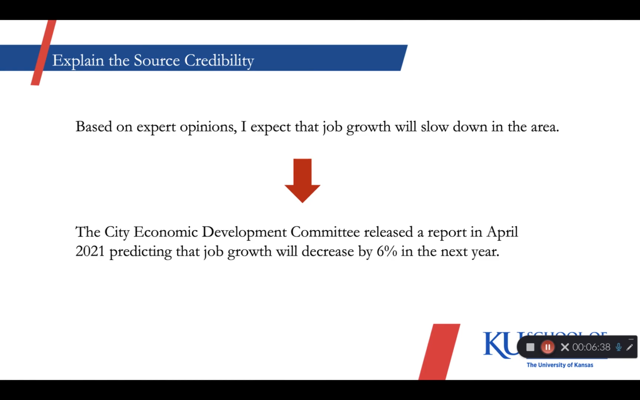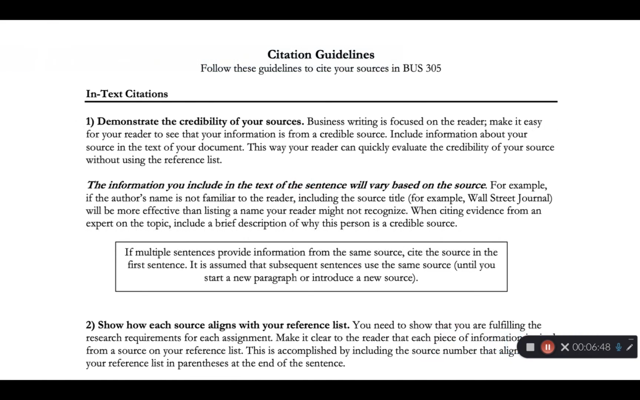As you include evidence in your writing, explain the source credibility. Make it clear when information is from a source or if this is your own idea or opinion. In Business 305, you will follow our citation guidelines to practice including source credibility in the text of the document. This way, the reader knows your sources are credible without having to check the reference list.